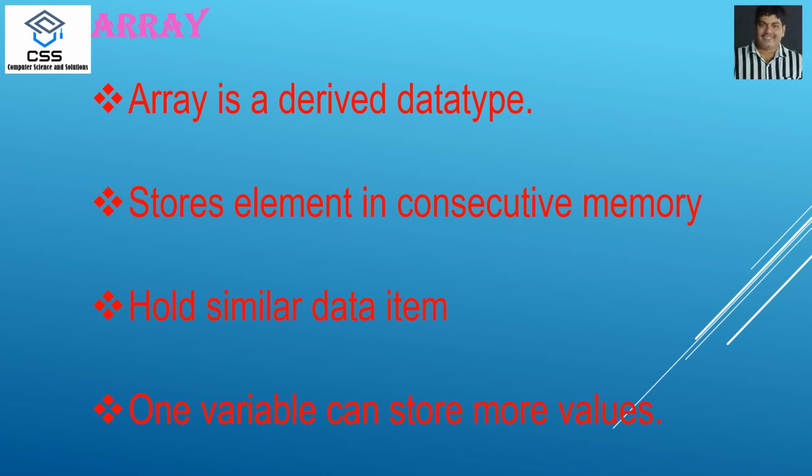In one integer array variable, integer values only are stored. In a character array, character values are stored. In a float array, float values can be stored. In a double array, double values can be stored. Four things to remember. Array is a derived data type. Why? Without a basic data type, array cannot be created. Array has the ability to store elements in consecutive memory. It can hold similar data items, and one variable has the ability to store more than one value.